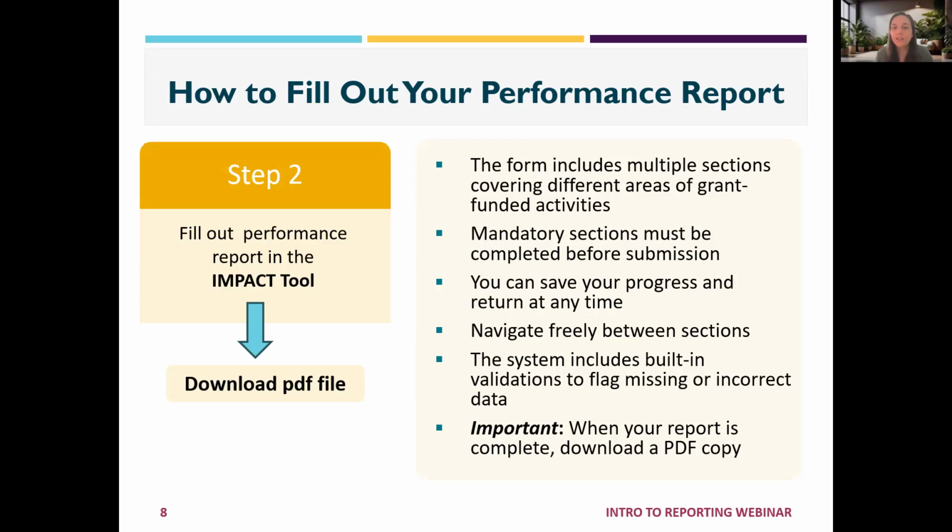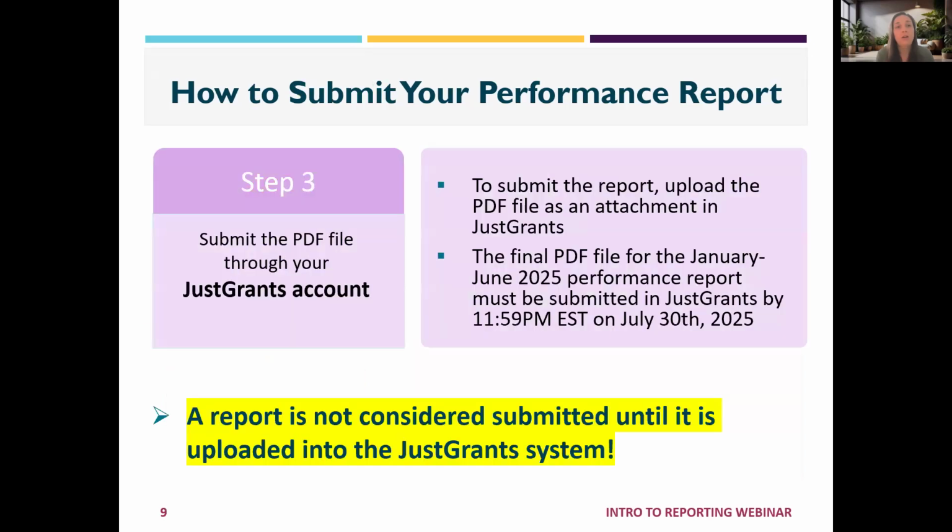And then, assuming you get through all the validations, at the very end, you have to go through a process to final review your performance report, which will generate a PDF of the form that you can download. Once you've downloaded your PDF to your computer, you must log into your JustGrants account to submit the performance report.